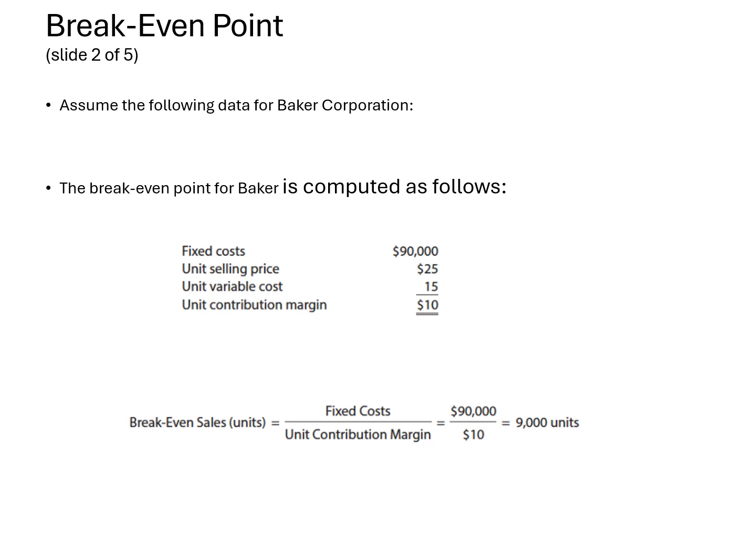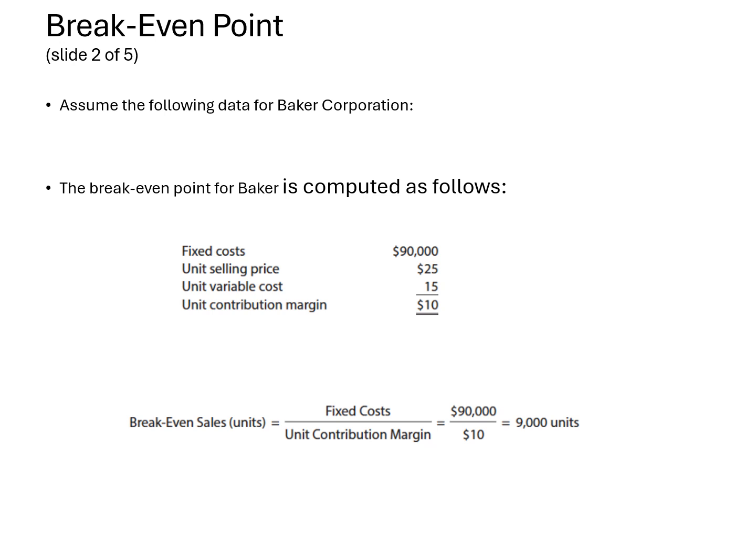Assume the following data for Baker Corporation. Baker Corporation has fixed costs of $90,000, unit selling price of $25, unit variable cost of $15, which gives you, unit selling price minus unit variable cost, a unit contribution margin of $10. So we're going to say fixed costs of $90,000 divided by unit contribution margin of $10, and we find out that if they sell 9,000 units, they will break even.